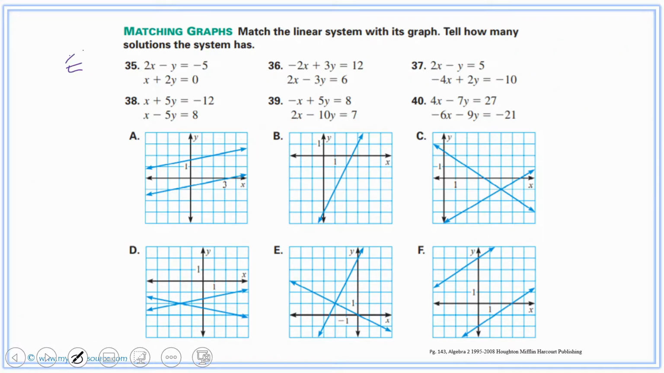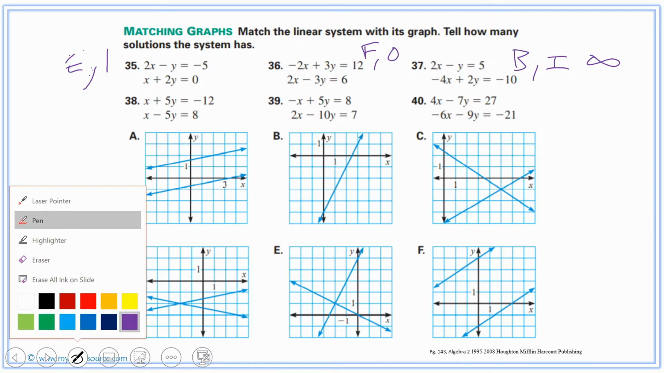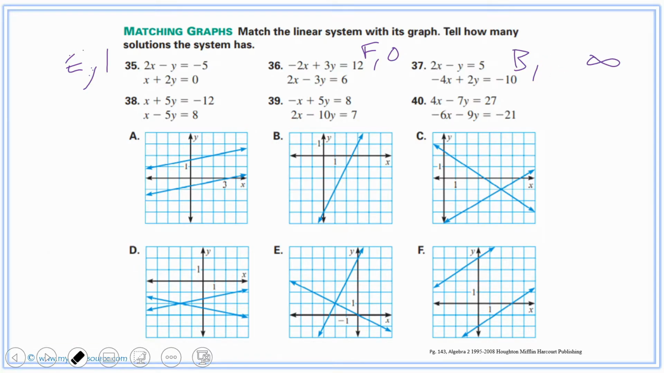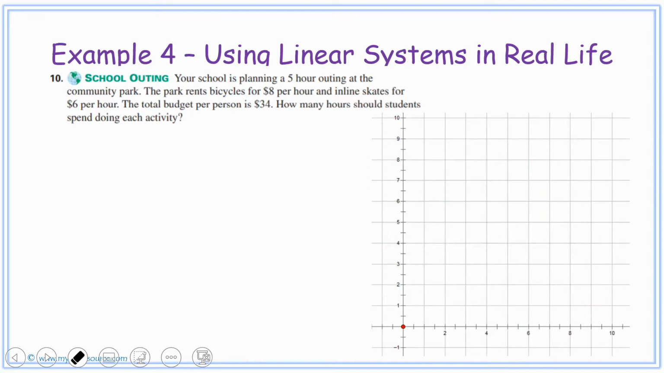So we had E with one solution, F with no solutions, and this one was B with infinitely many. I'll just draw the infinity sign. Infinitely many solutions. If you practice knowing the rules, you can actually get it done faster without any working.